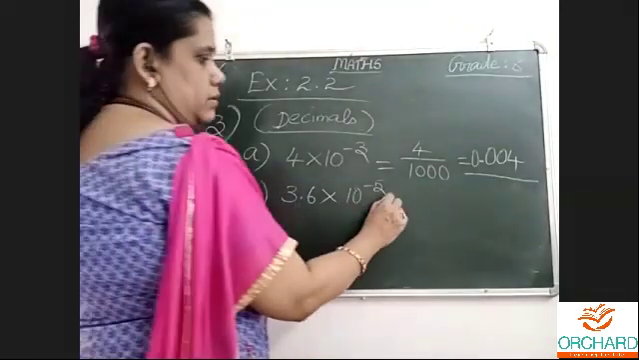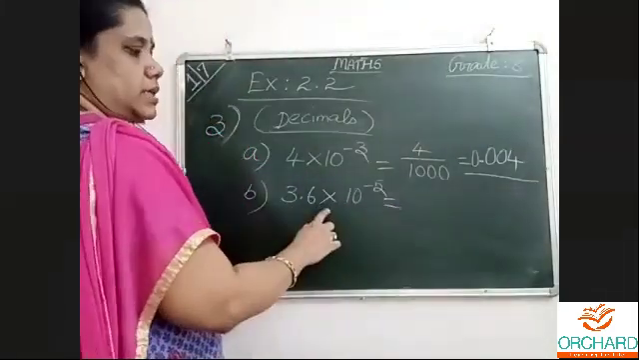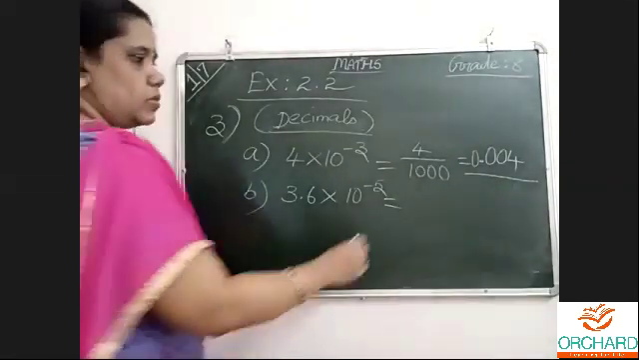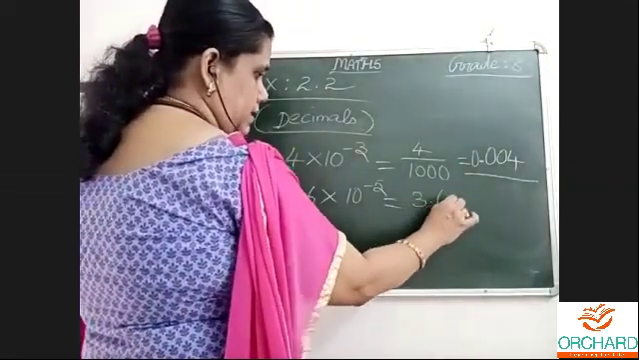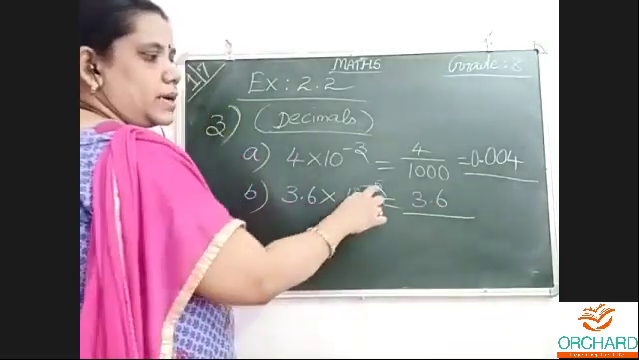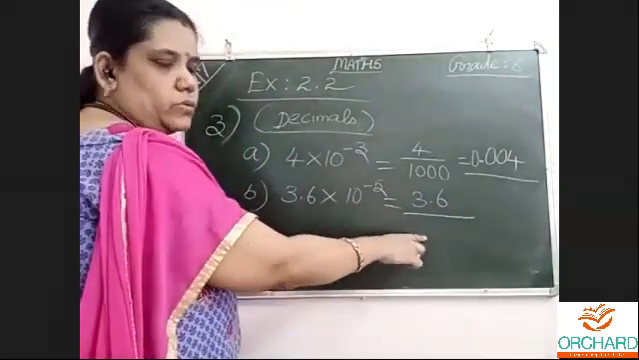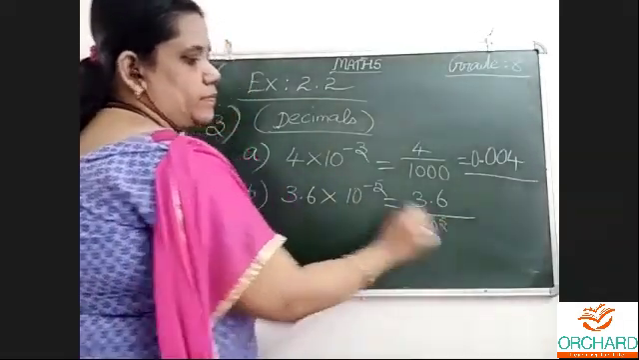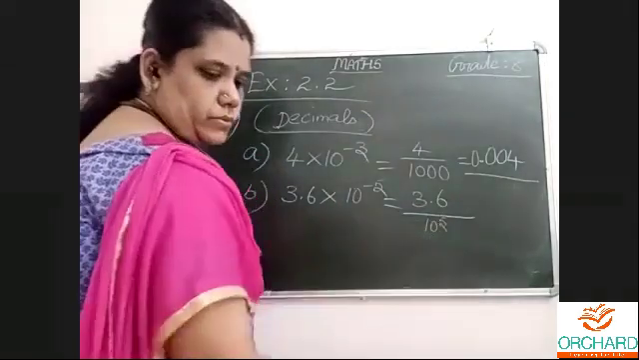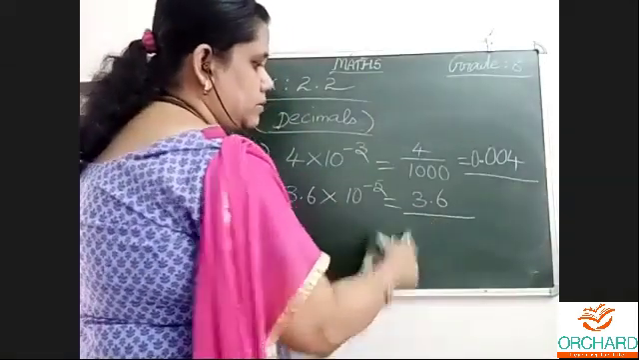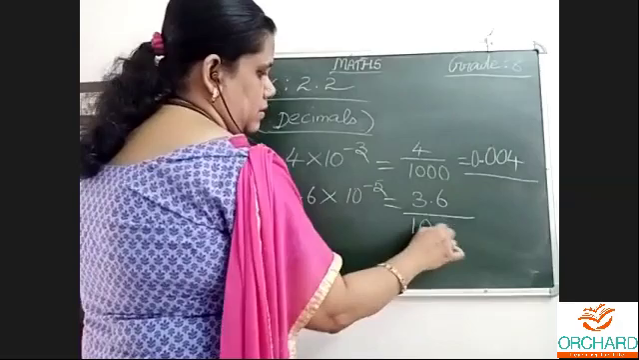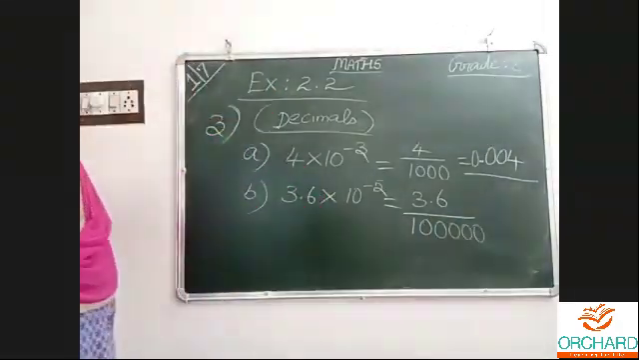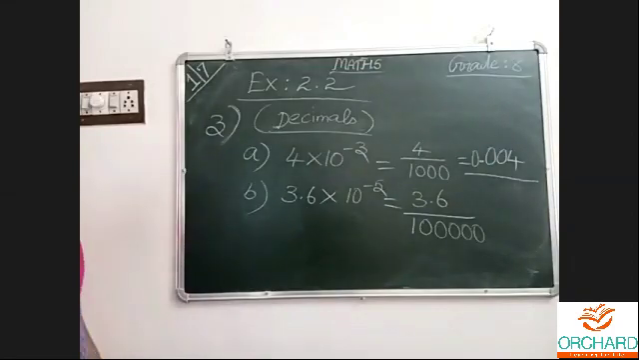Now this one. 3.6 multiplied by 10 power minus 5. My work is to write this by 10 power minus 5 going down. It will become positive 10 power 5. What is 10 power 5? 5 zeros. 1, 2, 3, 4, 5. That is 10 power 5.